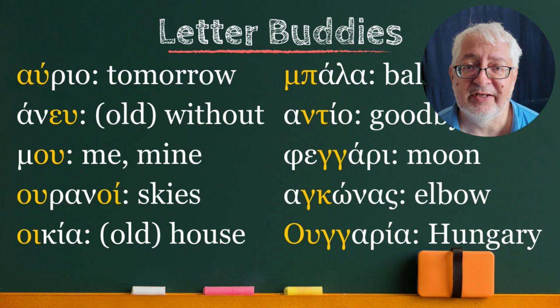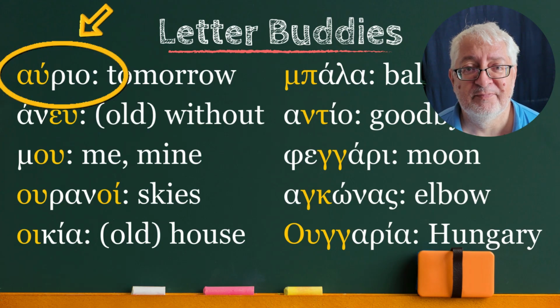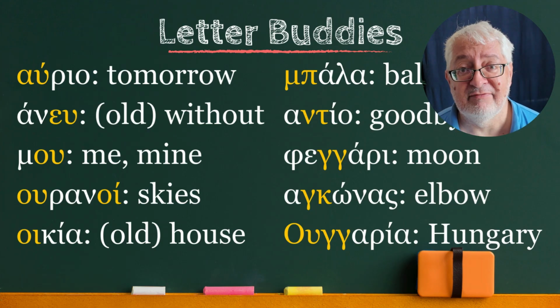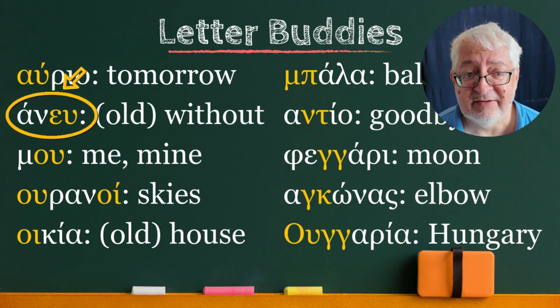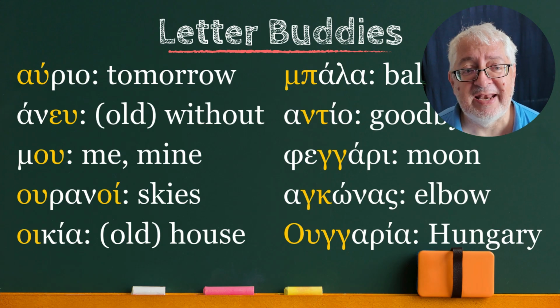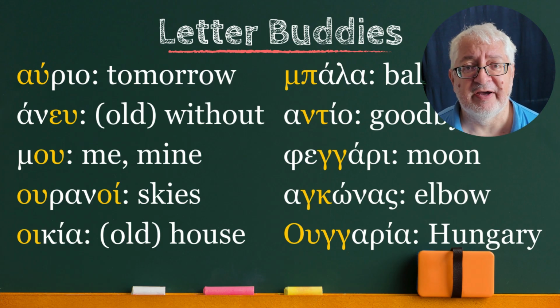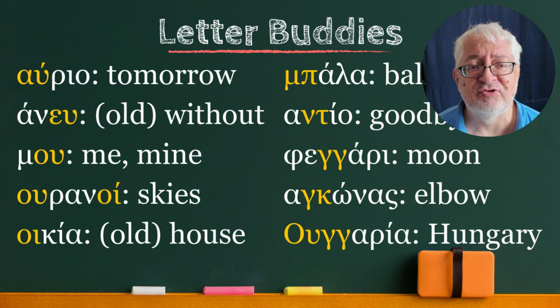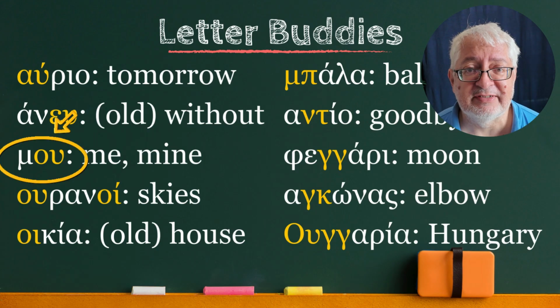Try to read the first one, which means tomorrow. We just talked about it. It's the alpha epsilon combination. Avrio, tomorrow. The next one under it, anef. Anef. This is an old word. It's not used very often in modern Greek, but you still find it sometimes in more formal speech. This means without.